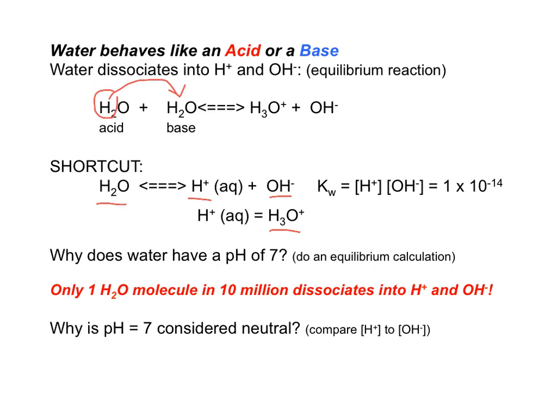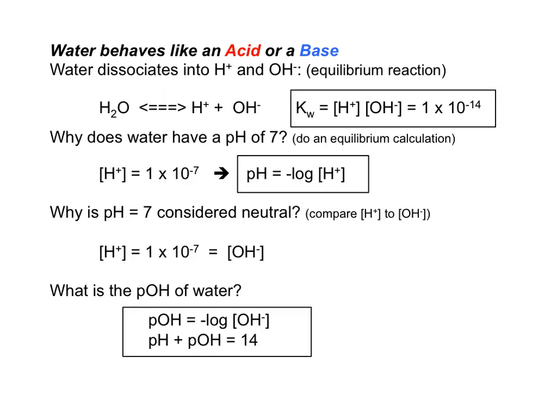So stop the video and answer these two questions. So here are the answers. Water has a pH of 7 because when we do an equilibrium calculation and solve for H+, we get 1 times 10 to the minus 7. If we convert the H+ concentration to pH using this formula, we get pH equals 7.